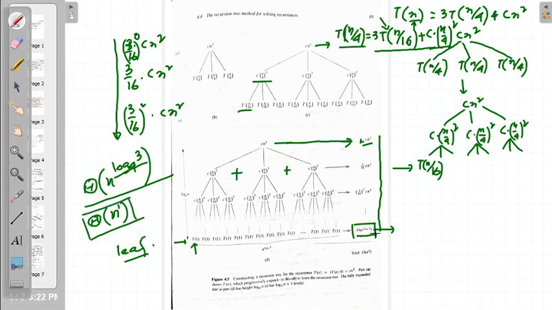So this leaf level cost we have processed separately, but we still haven't got the idea of how this n to the power log 3 base 4 is coming. That is what we are discussing right now.